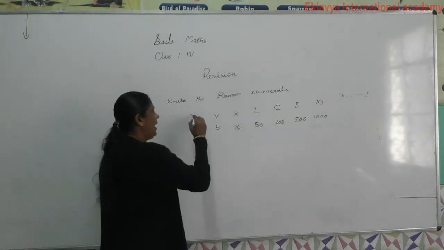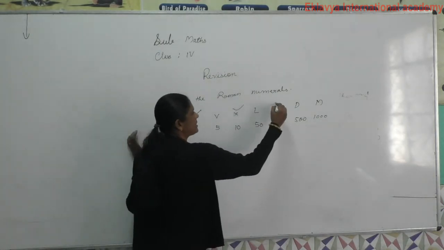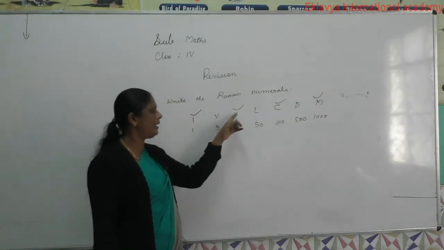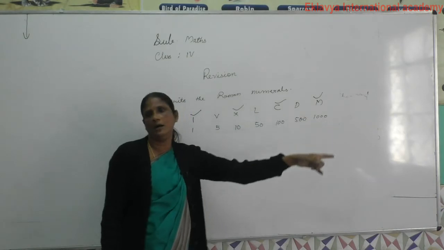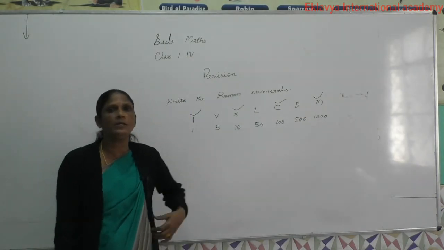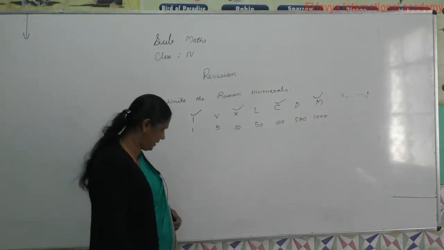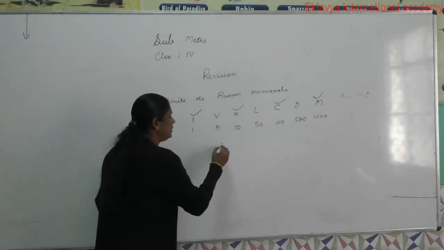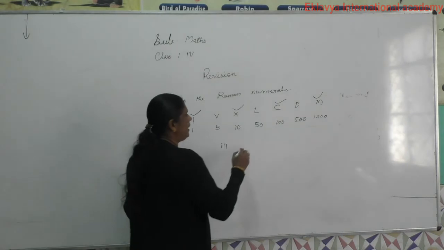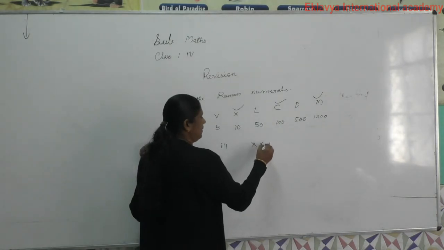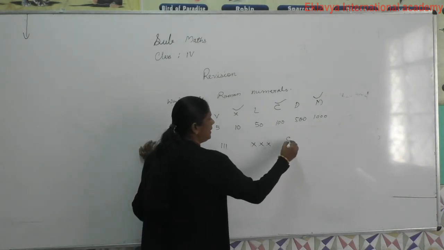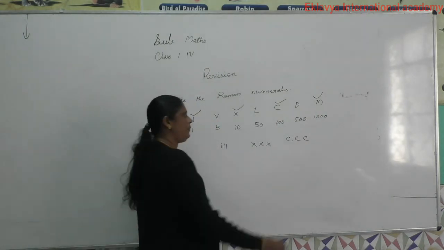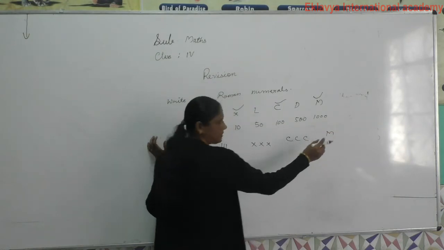Now, I, X, C and M are repeated 3 times. How many times repeated? 3 times. Therefore, we write 3, then 30, then 300, then 3000. How many M's do we put? 3 M's.